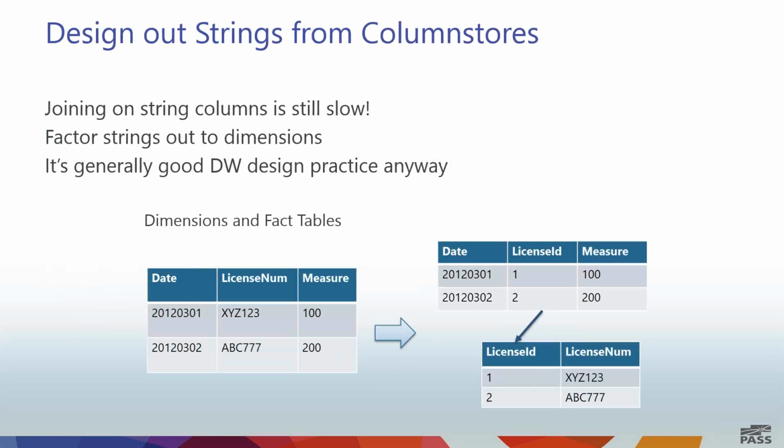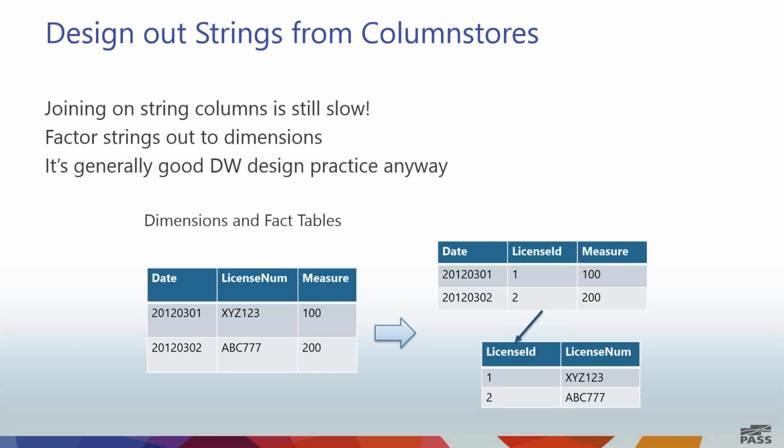If you have strings in your table that you want to use with columnstores, you can design those out of your table. So if you have some sort of string like this, you can factor them out of the dimensions, where you take a dimension table that might have some strings in it and break that out into two separate tables. They're joined together now. So now I can do my clustered columnstore over the table that has date, license ID, and measure.